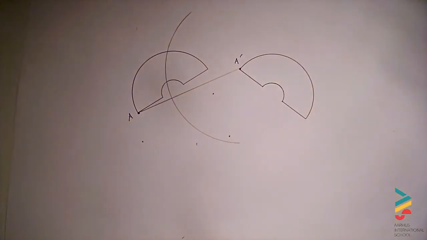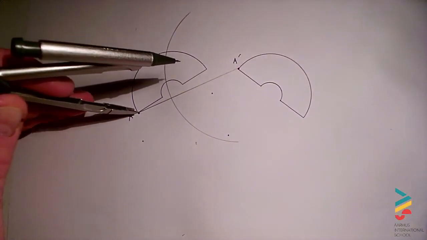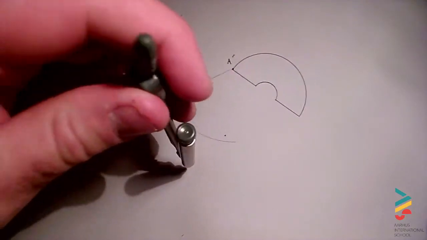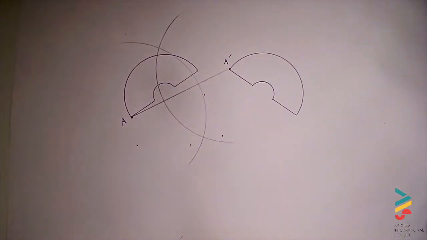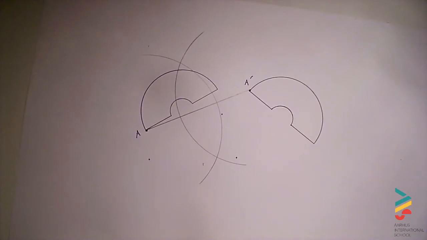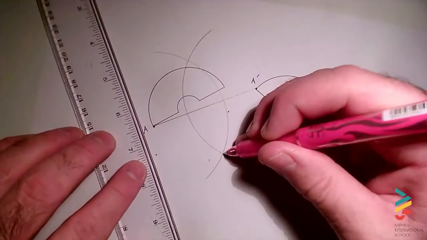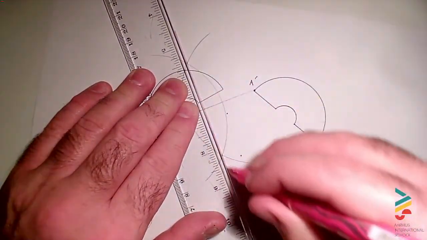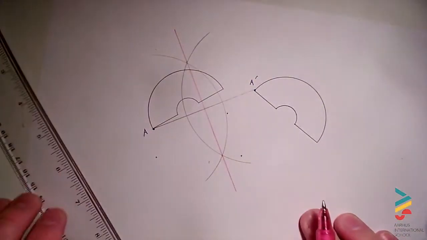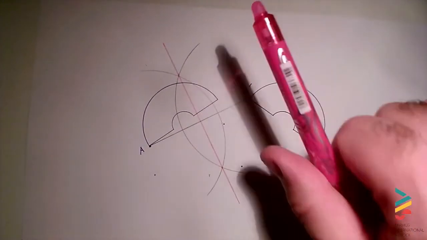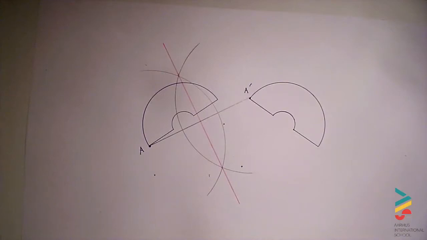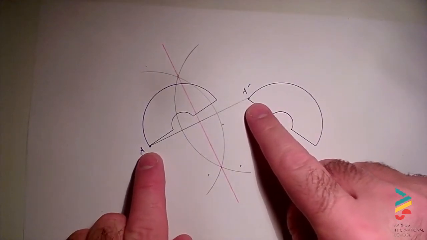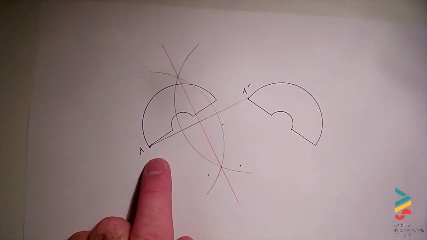So line there, or an arc there, and then an arc there. So two arcs, and then when we find the perpendicular bisector, we just join up where those two arcs meet. So I've done that in, it's slightly red or pink, you might not be able to see that on the video, but it's a red line, and that's the perpendicular bisector of the line between A and A dash.